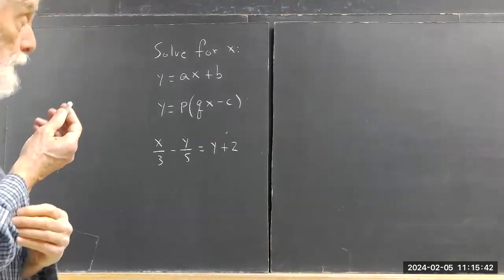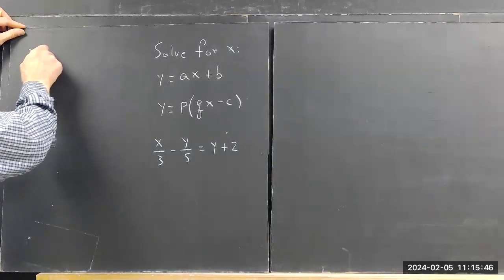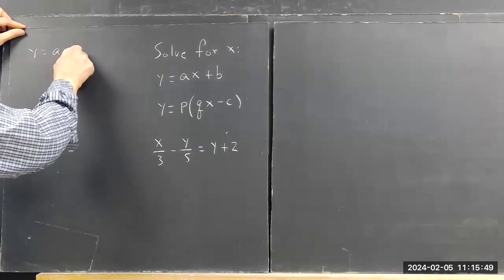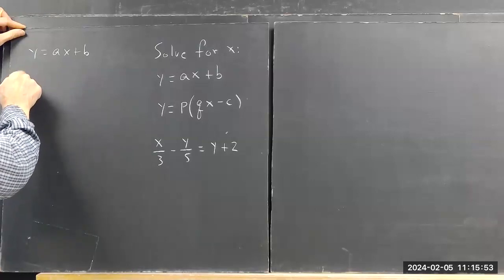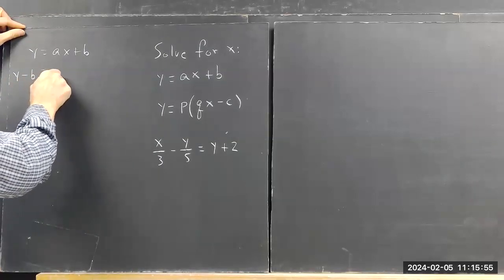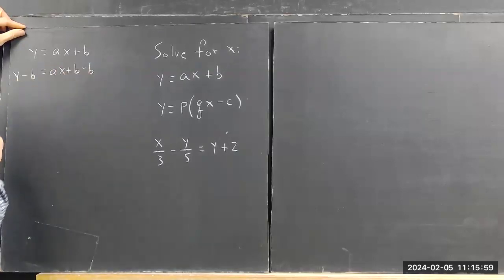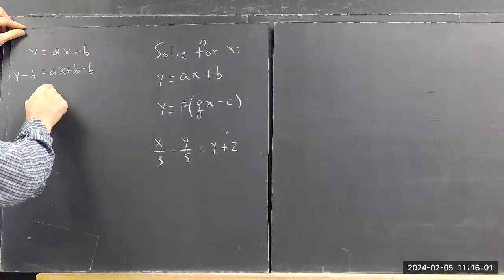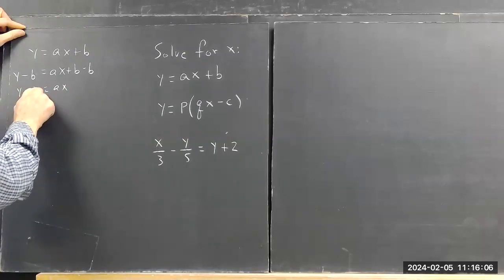But I'm gonna write it out the way I write these out. You got Y equals AX plus B. You're gonna subtract B from both sides. So you're gonna write Y minus B equals AX plus B minus B. B minus B is 0, leaves you with AX. And here you got Y minus B.